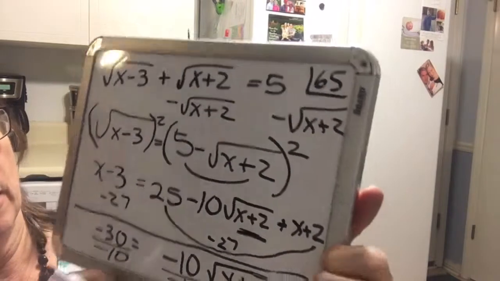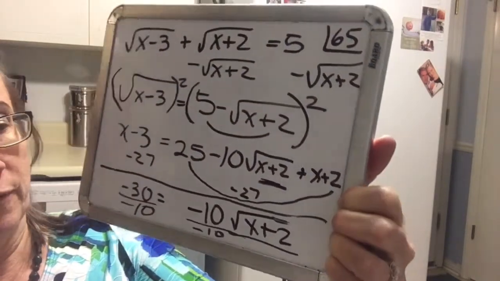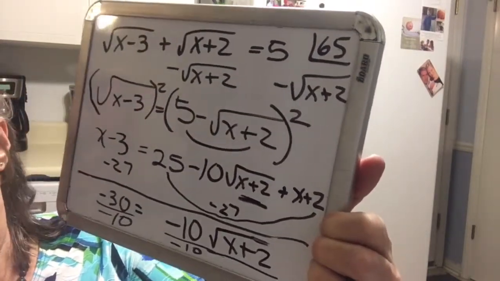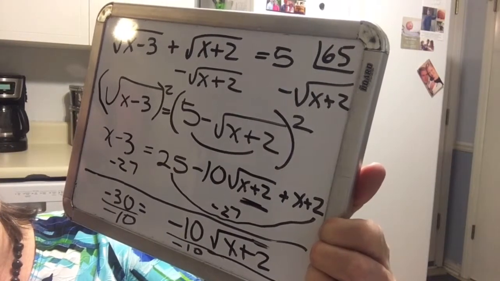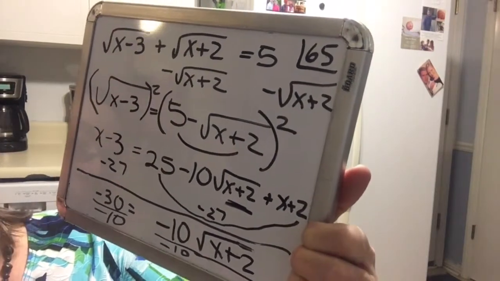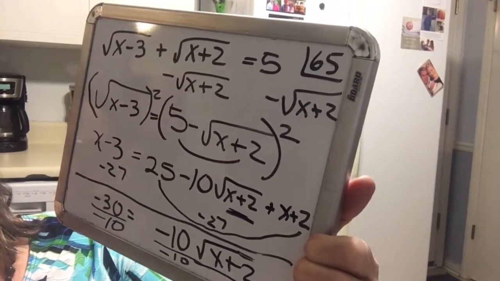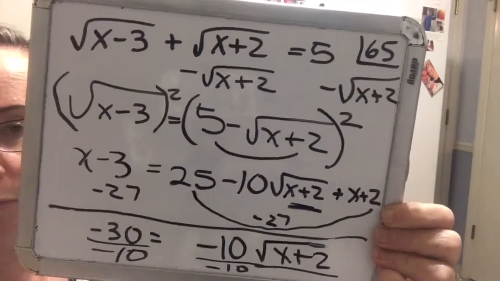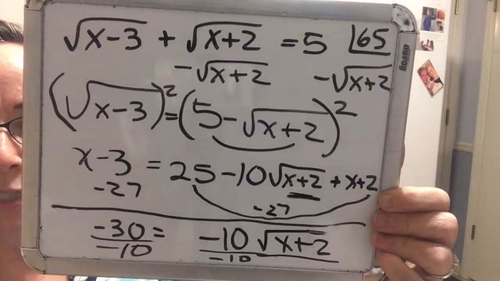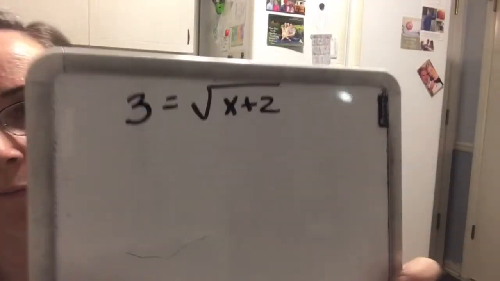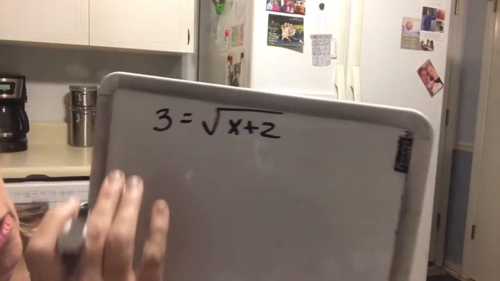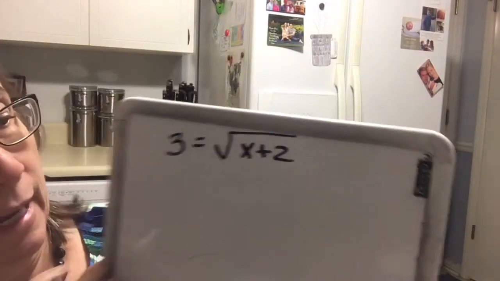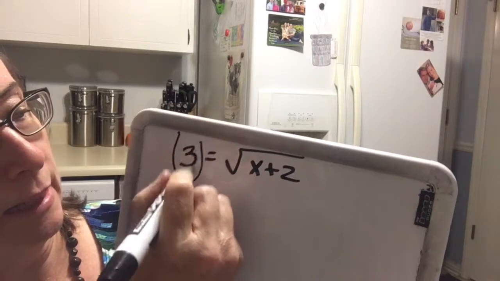Okay, so now I'm going to get a new board and simplify that. And that is going to be, on the left, it's going to be a 3. And on the right, it's going to be just the square root of x plus 2. Okay, so that's the first board. And now we have things much more simplified here. Okay, so this is our new equation. And now we're going to square both sides again.